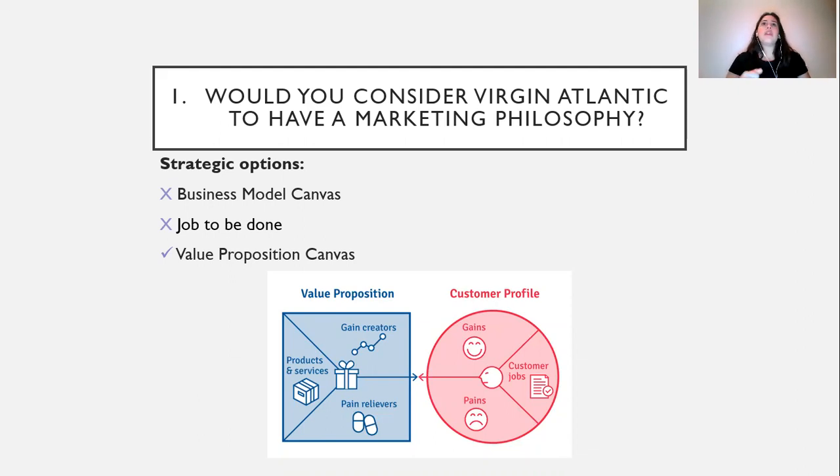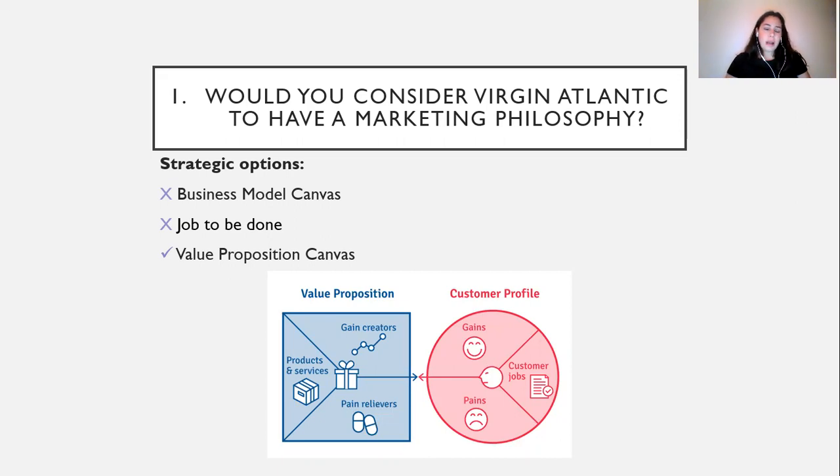Then we have the job to be done, but I don't think it applies in this case, because the job to be done is very straightforward. For example, as we saw in class, the job to be done for a Rolex sometimes is status. And I think in this case, the job to be done is directly to have a good service in the flight, when you want to transport from one place to another in an airplane. So job to be done is not the best option here. So I decided to use a value proposition canvas.